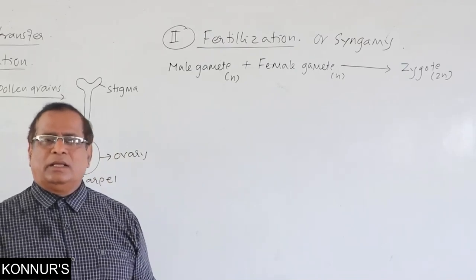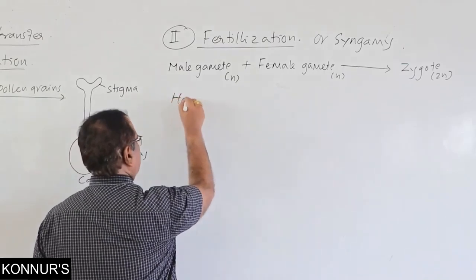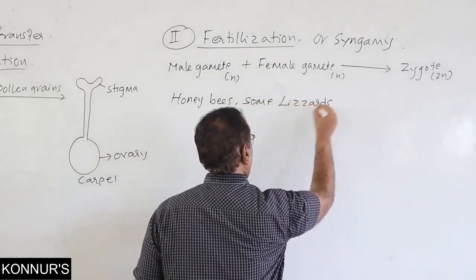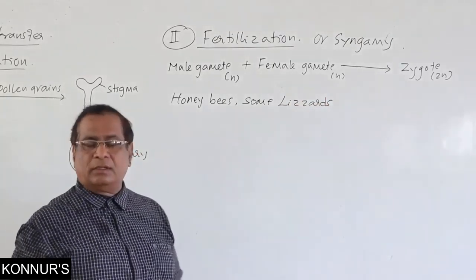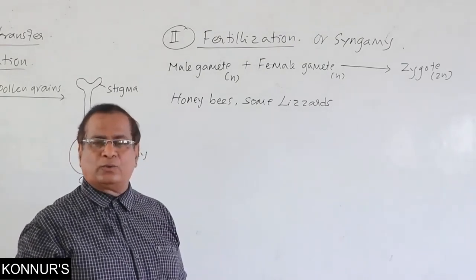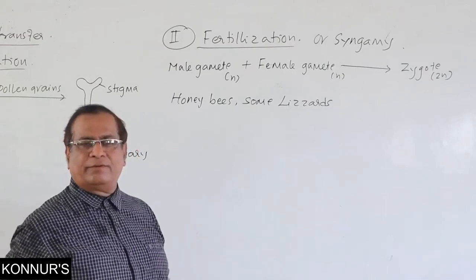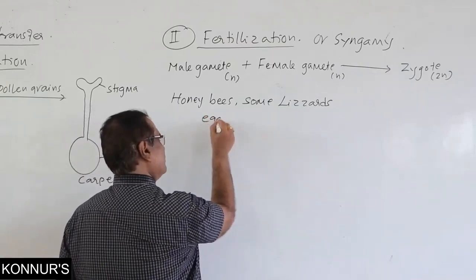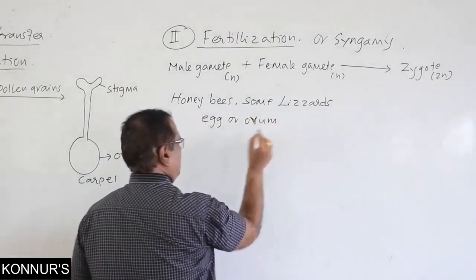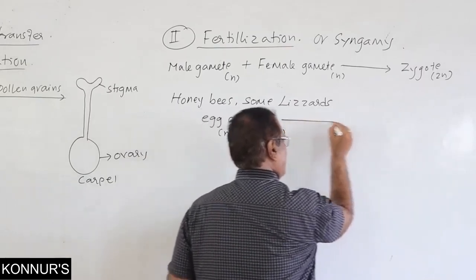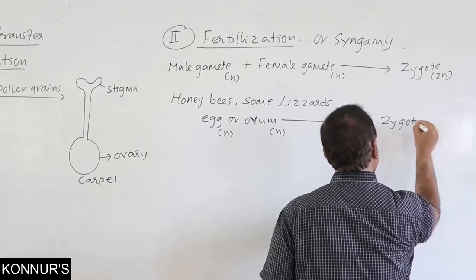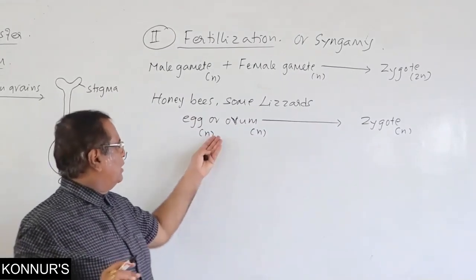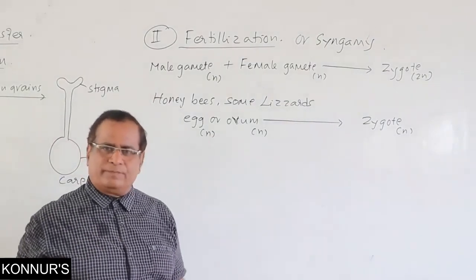There are some organisms like honeybees, some lizards, where we do see a different type of reproduction, where there is no fertilization. Female gametes, the egg or ovum, which is haploid in nature, becomes a zygote without fertilization. Without fertilization, egg or ovum becomes a zygote.